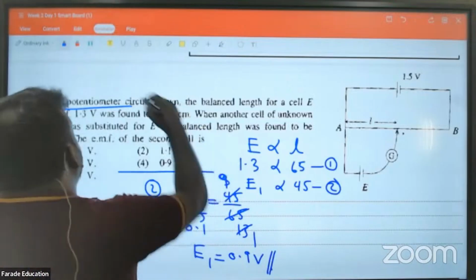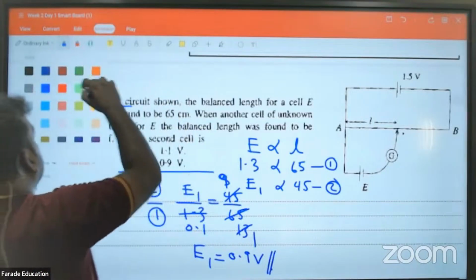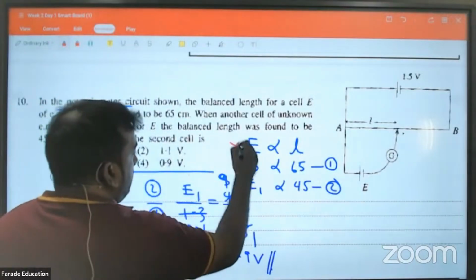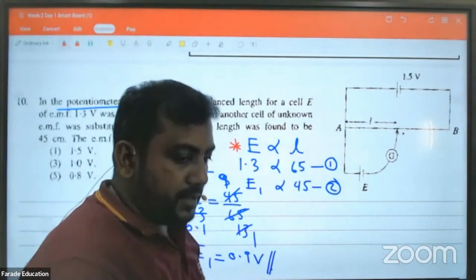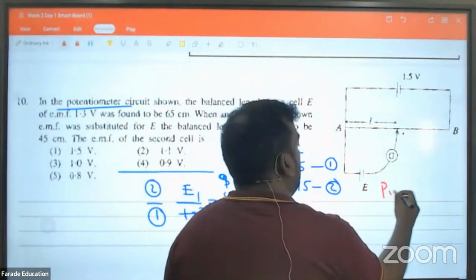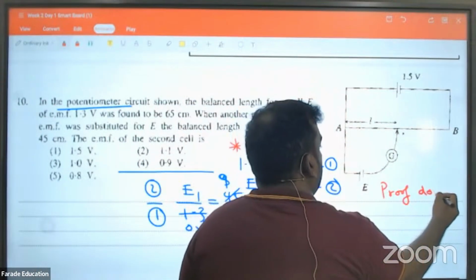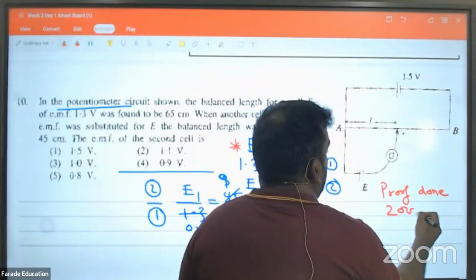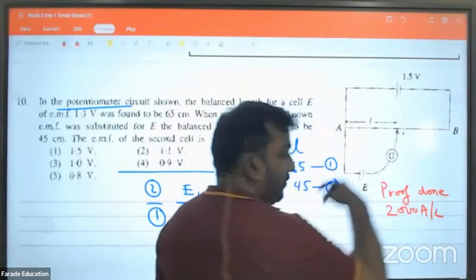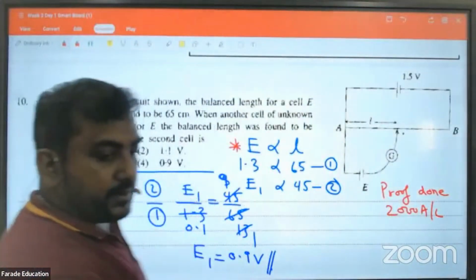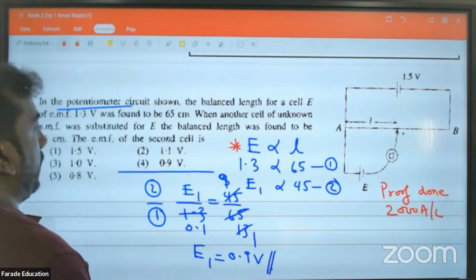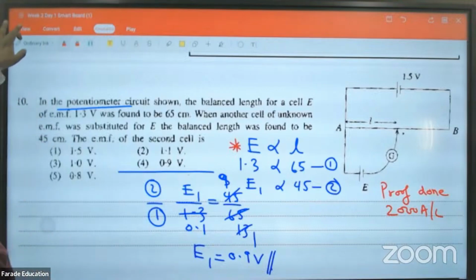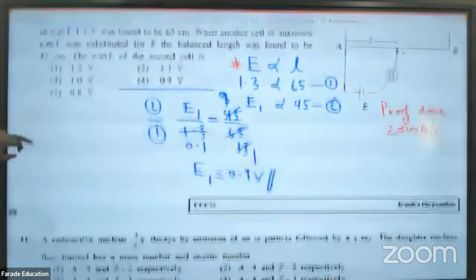So don't forget this. This we have proven. In the 2000 paper also we have done this. Proof done. 2000 A-level paper, refer to the earlier 3 videos. You have it there. Moving on.